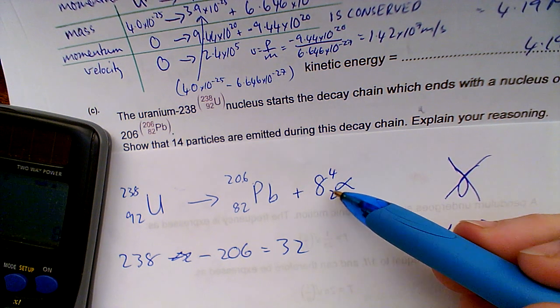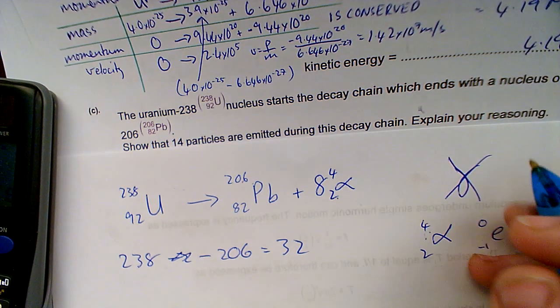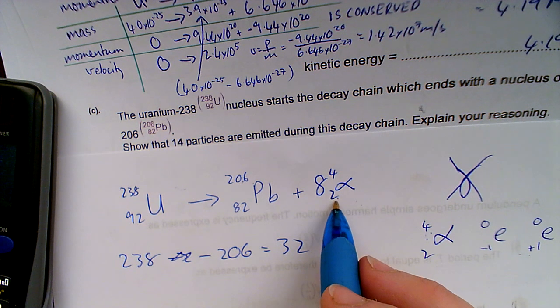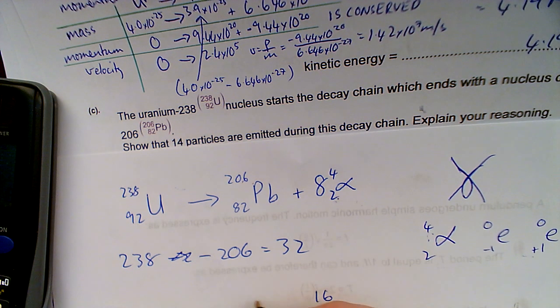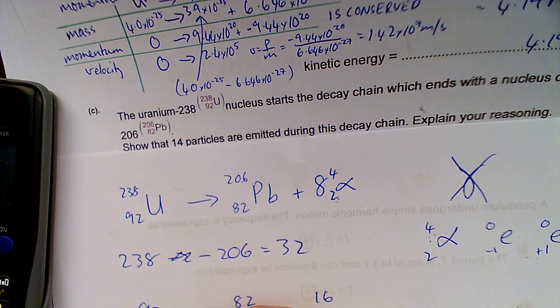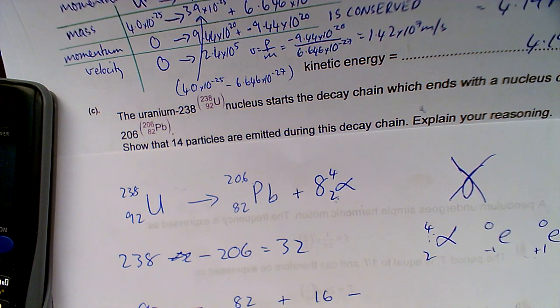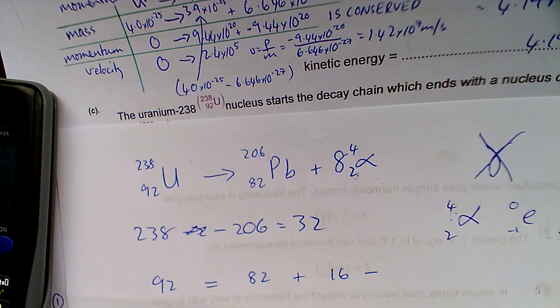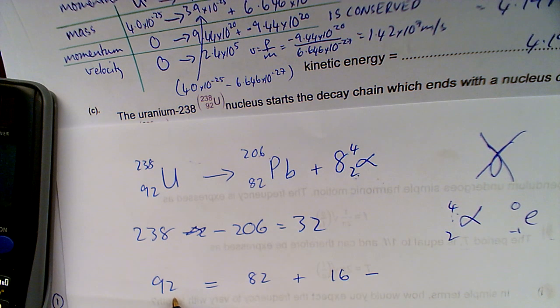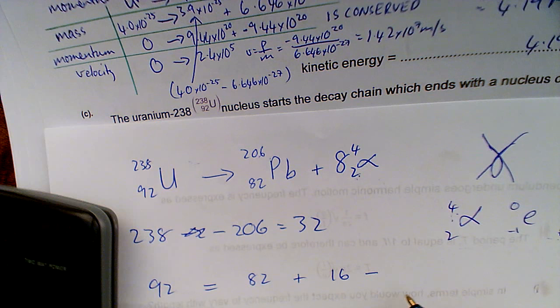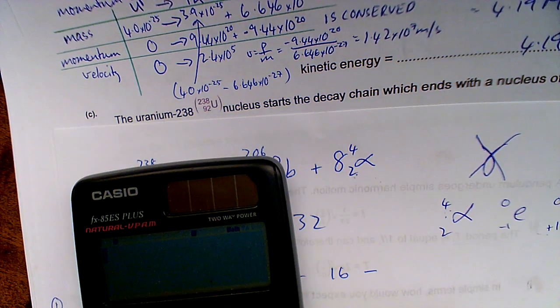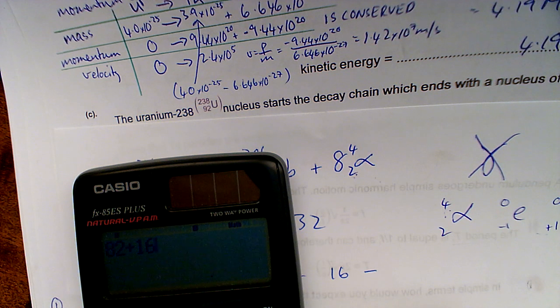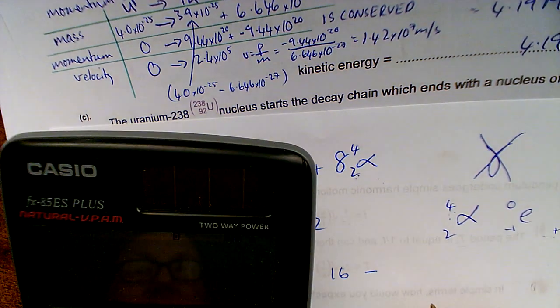Now, if we have 8 alpha particles, 8 times 2, I'm going to look at what happens to the atomic number or the charge. 8 times 2 is 16. We've got 82, and we've got 92. So we are missing some number because 82 plus 16 is not 92. Okay, so what are we missing? What's the problem here? So let's have a look. So 82 plus 16 is 98.